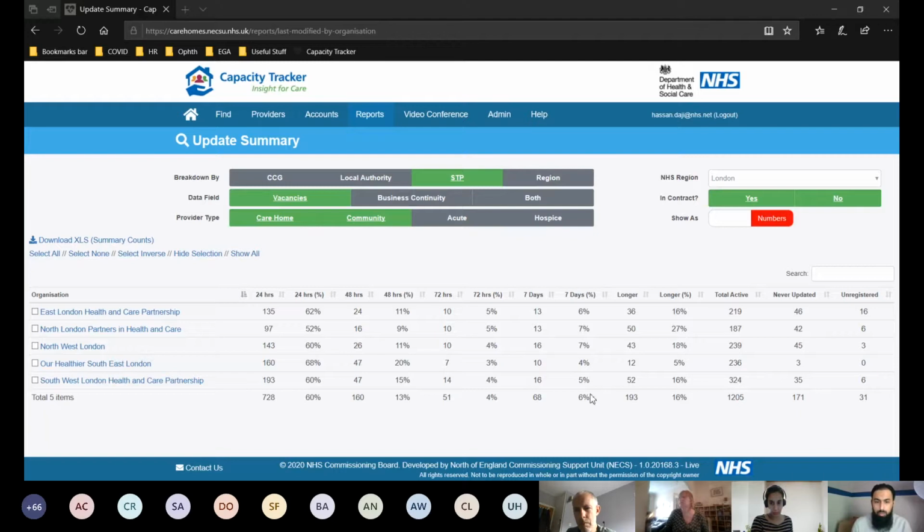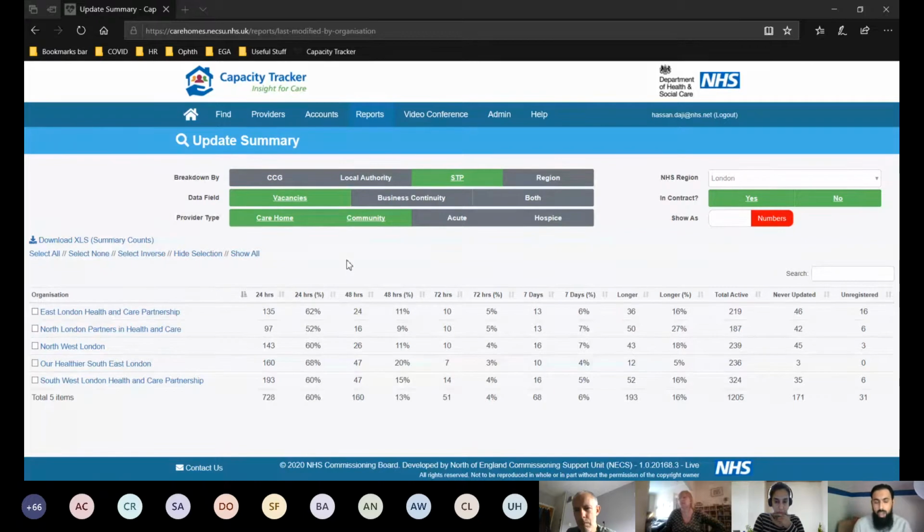The information that we've been focusing on is the number of unregistered homes. So we've been specifically contacting through the contact centre to try and get these homes registered. Then there are the homes that have never updated. So they've registered for the system but have never updated their business continuity or vacancy information. And then separately, we've got 24 hours, 48 hours, 72 hours, 7 days, or anything longer than 7 days.